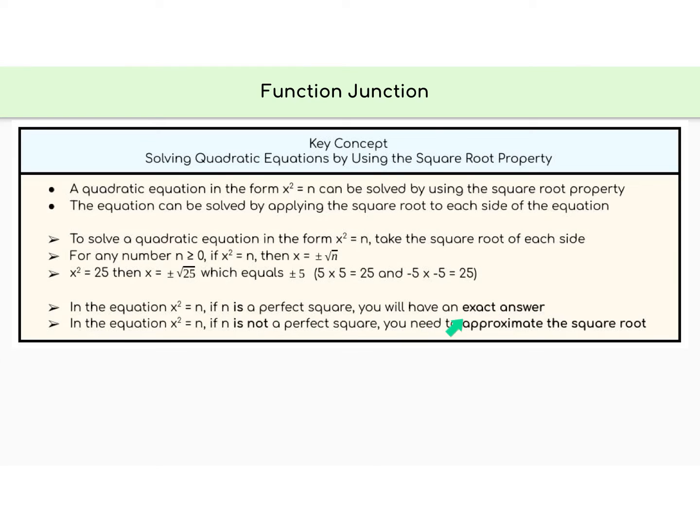If we have a perfect square, we're going to have an exact answer. If it's not a perfect square, we're going to need to approximate the square root. Okay, so let's just take a quick example of square roots. So let's say I had the square root of 16. So x squared is equal to 16. So what I'm going to want to do is take the square root of each side. The square root of x squared and the square root of 16. Well, the square root of x squared is just going to be x. And that's because x times x equals x squared.